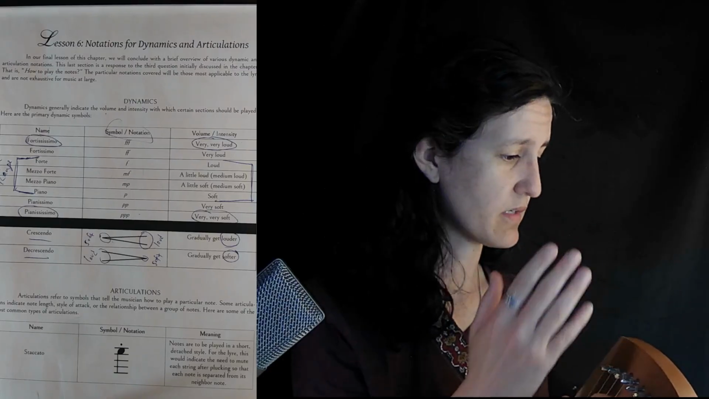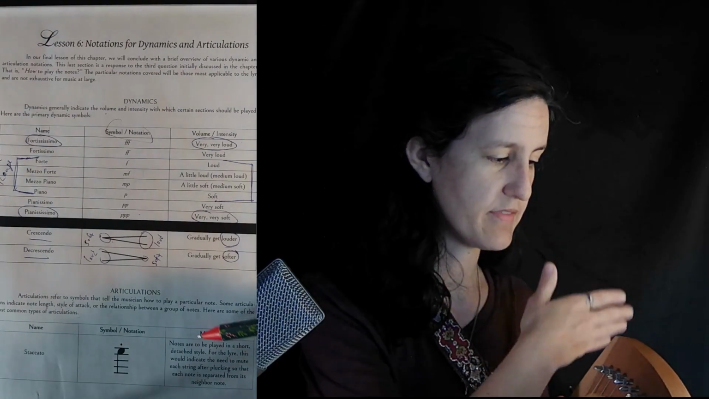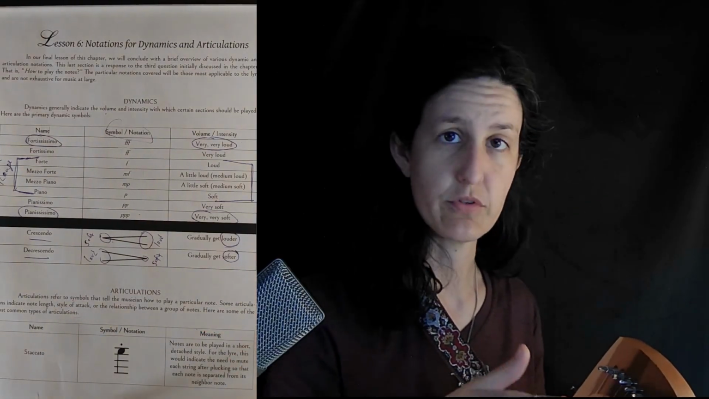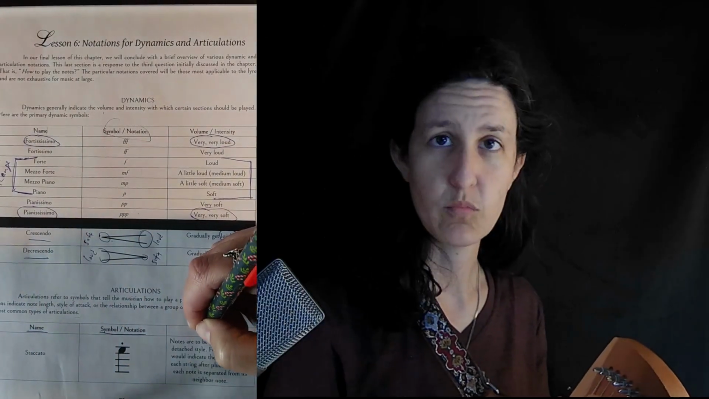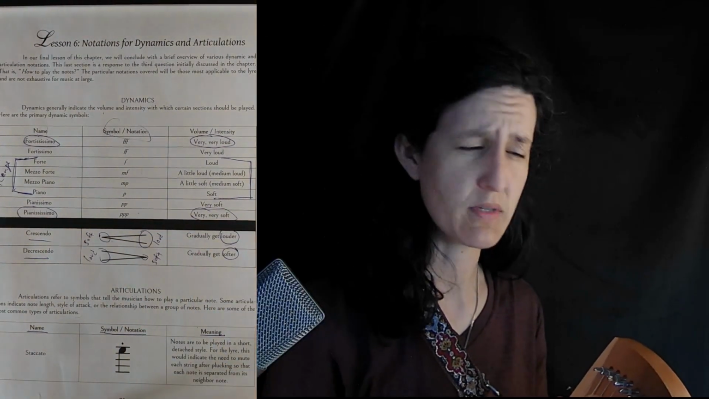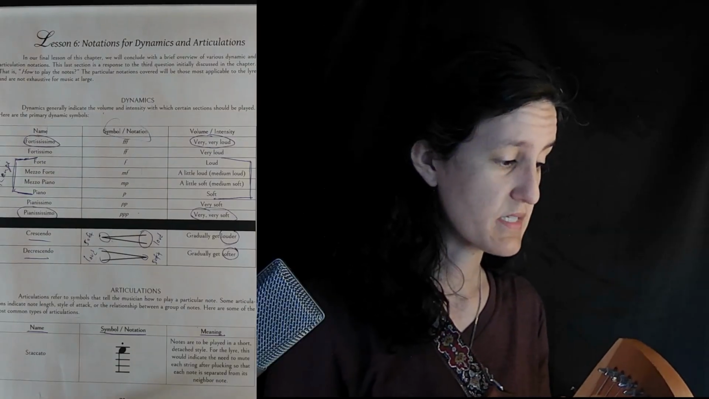So we see here in this chart, which again runs from the very bottom of 72 over to 73, on the left the name, in the middle the symbol or notation, what it will look like in the music, and on the right-hand side the meaning. What is it that we're supposed to be doing when we see these particular symbols? So the first one is a staccato.